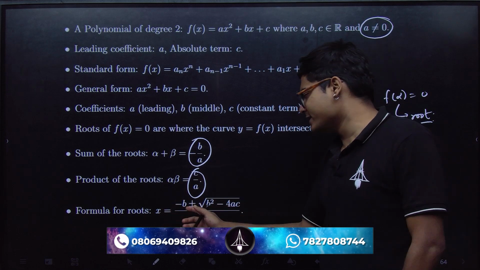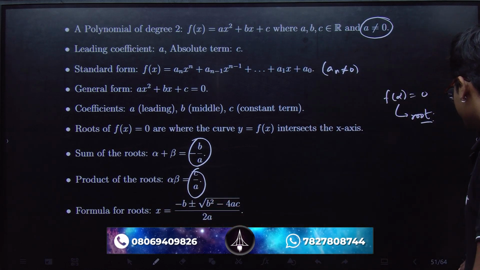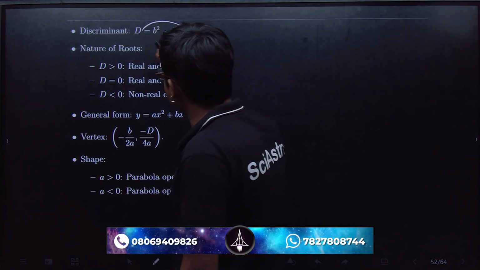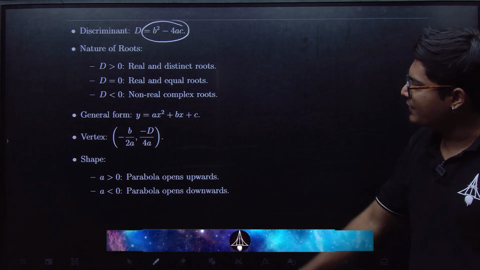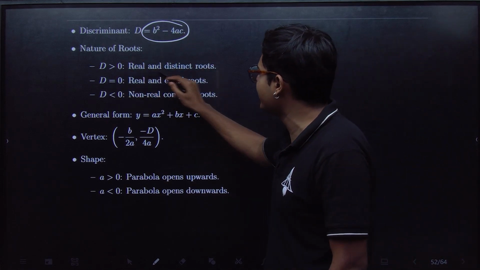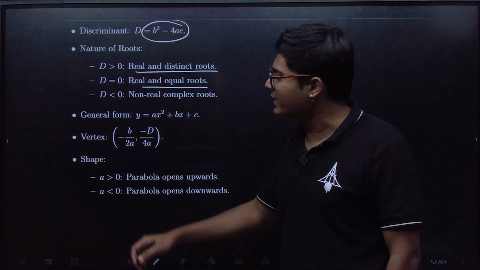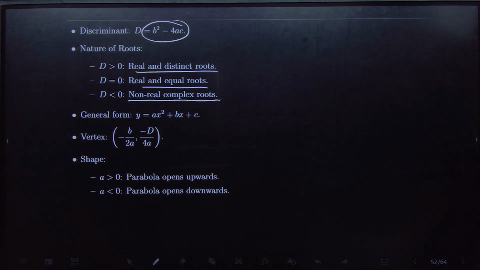The roots are minus b plus or minus square root of b square minus 4ac divided by 2a, right? Now, this quantity b square minus 4ac is very special to us, and we call it the discriminant. Why? Because it tells us the nature of the roots. If the discriminant is strictly positive, you get real and distinct roots. If d is equal to 0, you get real and equal roots, and if d is less than 0, you get complex roots, right?